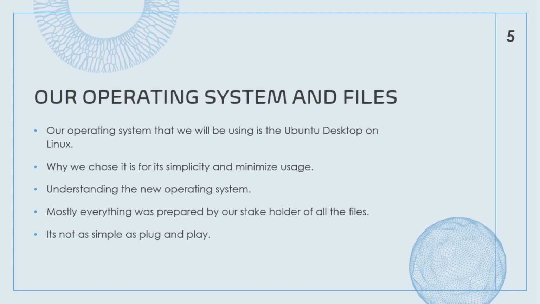Our stakeholder recommended using Linux as our operating system, and in this case we use Ubuntu Desktop. We want something that's easy for us to use while having a very simple operating system to minimize usage. Because our Raspberry Pi 4 is limited to only 2 gigabytes of memory, we want something with low usage.